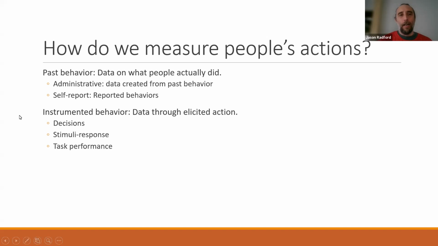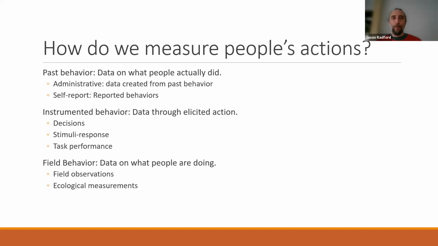A second kind of behavior is instrumented behavior. So this is behavior that we elicit ourselves. We ask people to make decisions. We give people a stimulus and we get them to respond to that stimulus, and we measure that response, whether it's the choice, how long it took, or the content of the response itself. We give them tasks to do. So we ask them to solve a puzzle or go grocery shopping, and look at what they bought, how well they solved that puzzle.